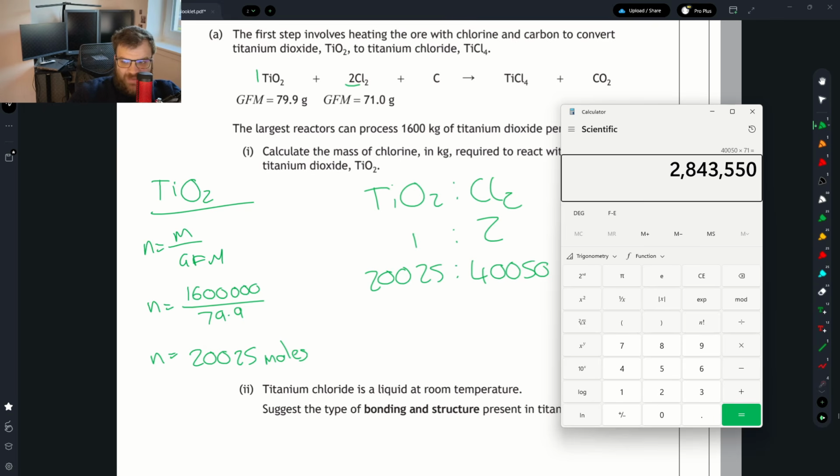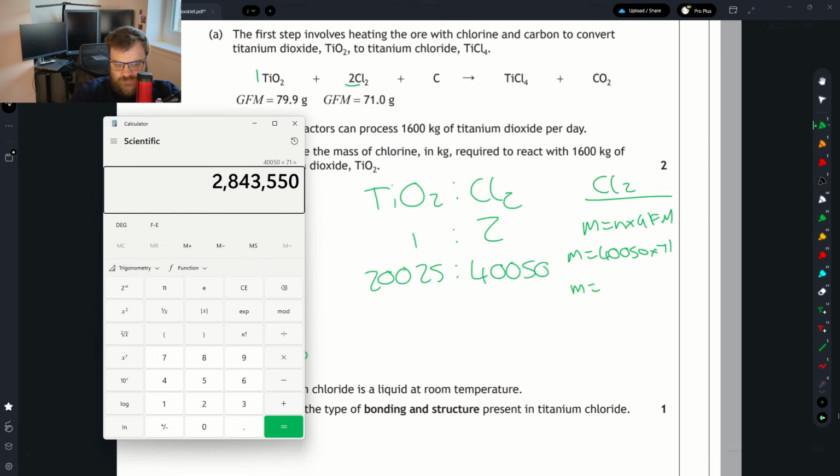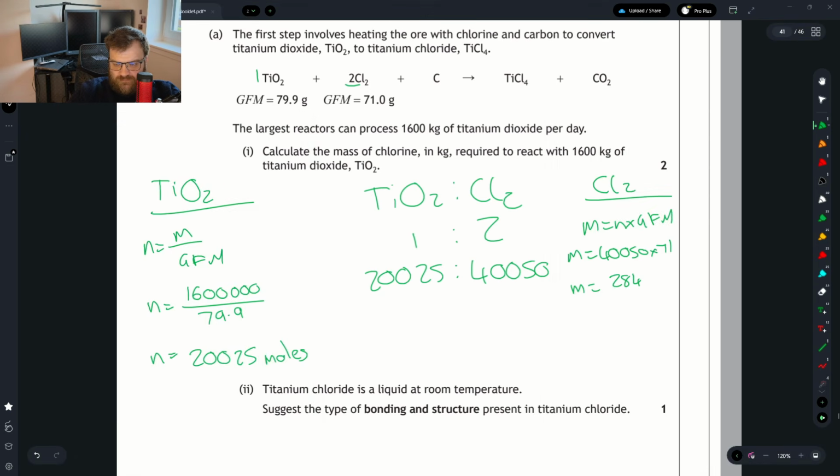And this is how many grams it would be. And it wants it in kilograms, so now divide it by 1,000. So we would have 2843.55 kilograms. We could have just left it as kilograms at the start and at the end. Because it's gram formula mass, I prefer to have it in grams just so it lines up a bit nicer.